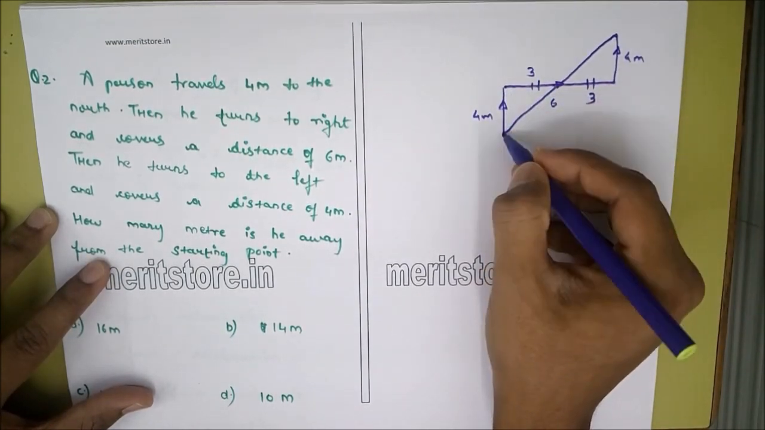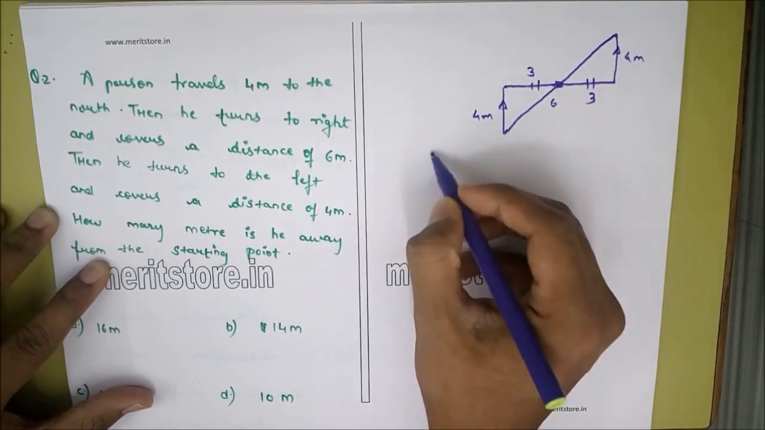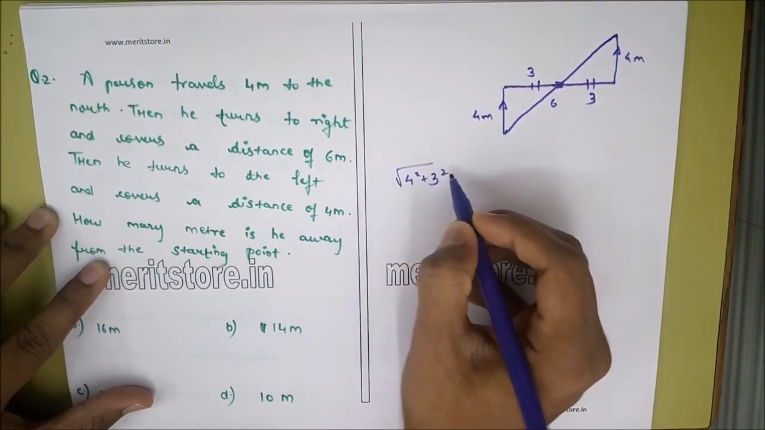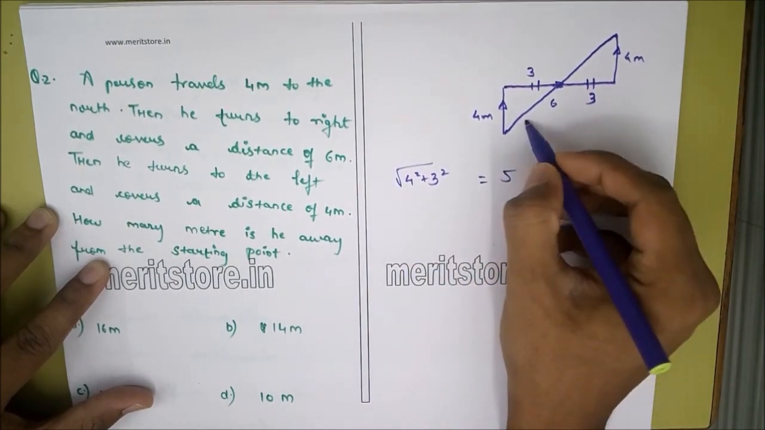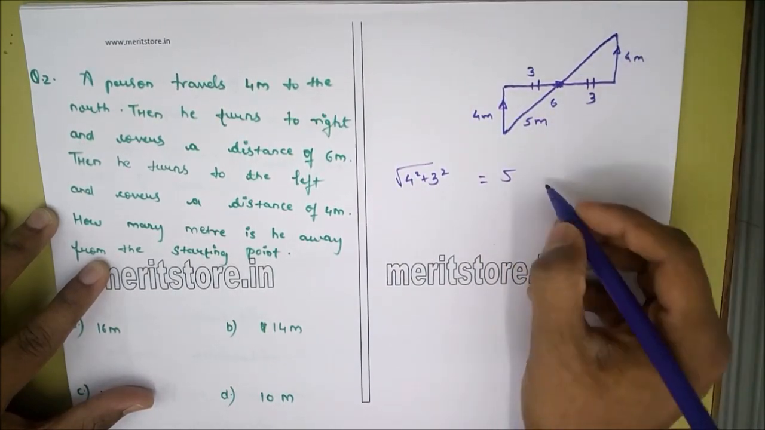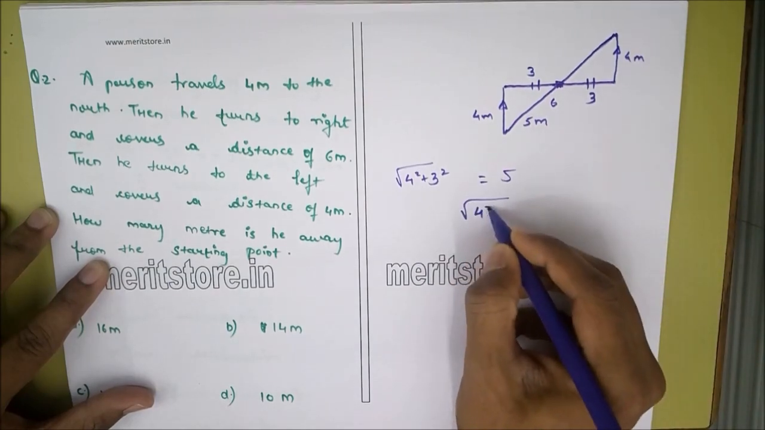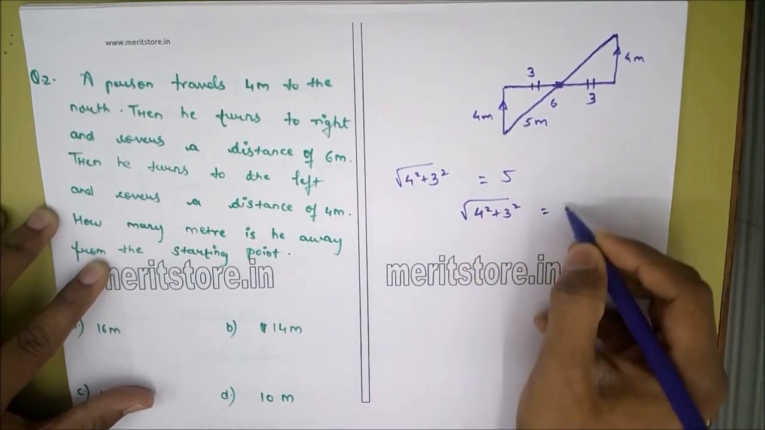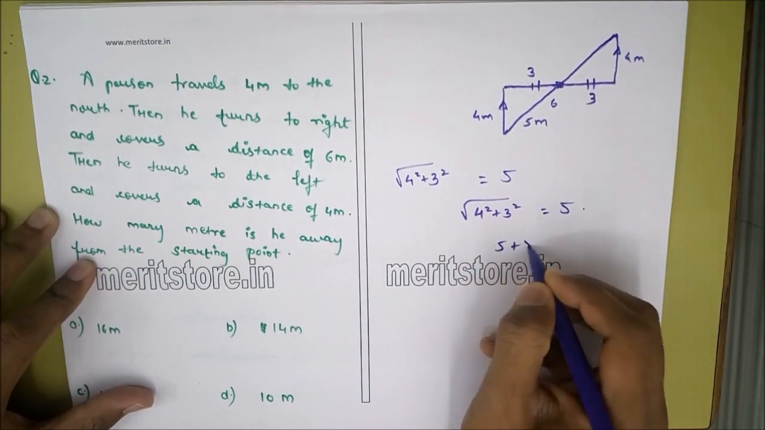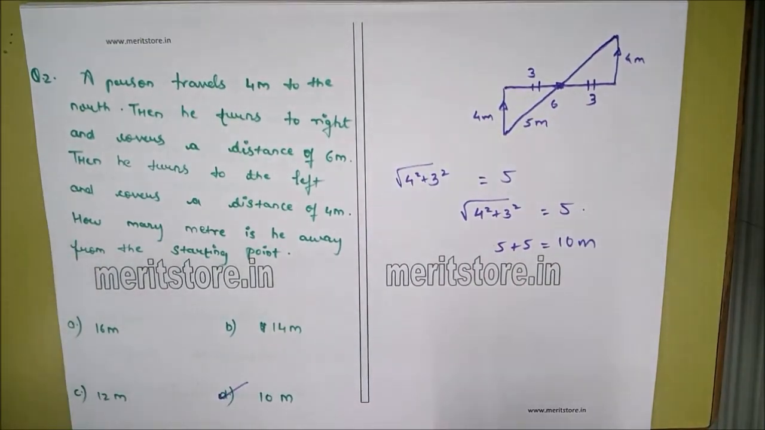So let's look at this triangle. In this triangle, the length of this side is nothing but root of 4 square plus 3 square, which is 5 meters. Similarly, in this triangle, using Pythagoras, the length of this side is root of 4 square plus 3 square, which is again 5. So the addition is 5 plus 5, that is 10 meters. Hence, answer is option D.